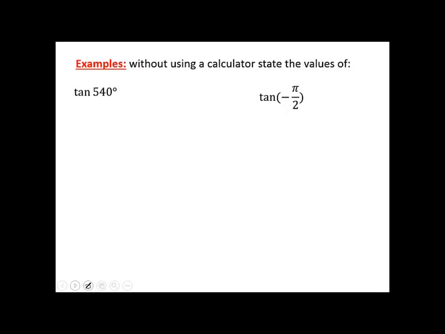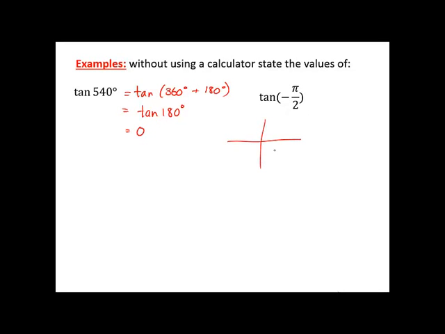Okay, so we'll just look at a few questions here without using a calculator. What are the values of tan of 540 degrees? That's the same as saying tan of 360 degrees plus 180 degrees. And we know that because tan is periodic, it repeats itself, that's just equal to the tan of 180 degrees, or 0.